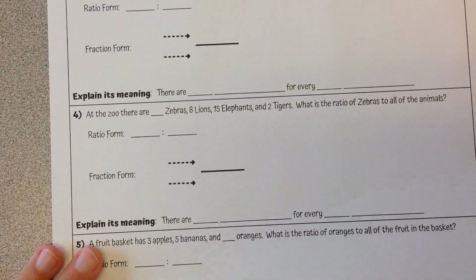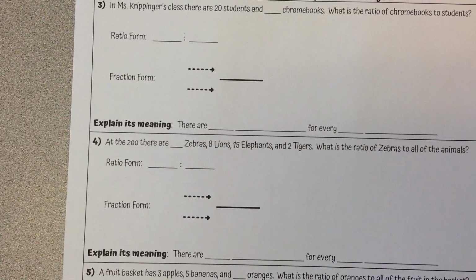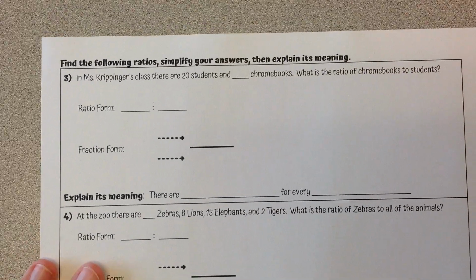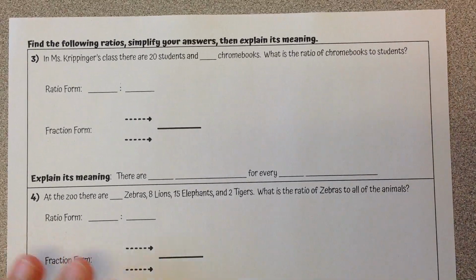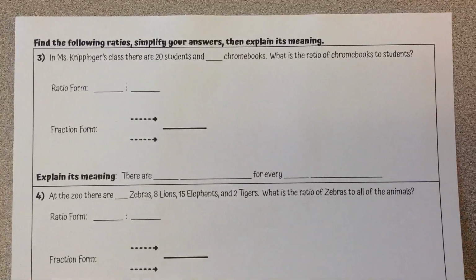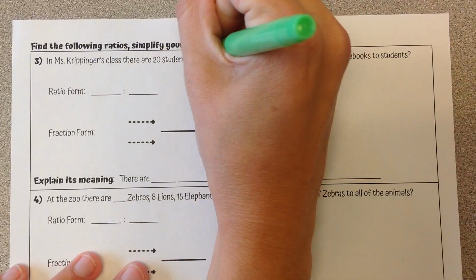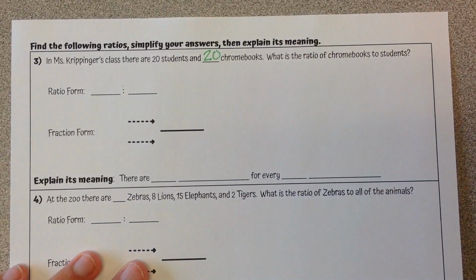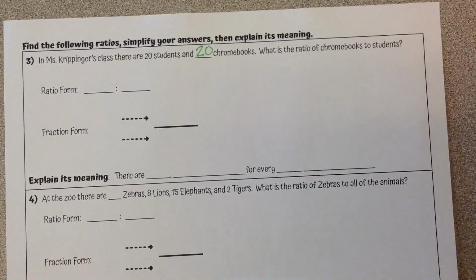All right, a couple more. This time we are going to be looking at some examples that might look a little bit different, or comparing it to the whole, not just the part. In Miss Krippinger's class, there are 20 students and 20 Chromebooks. What is the ratio of Chromebooks to students?